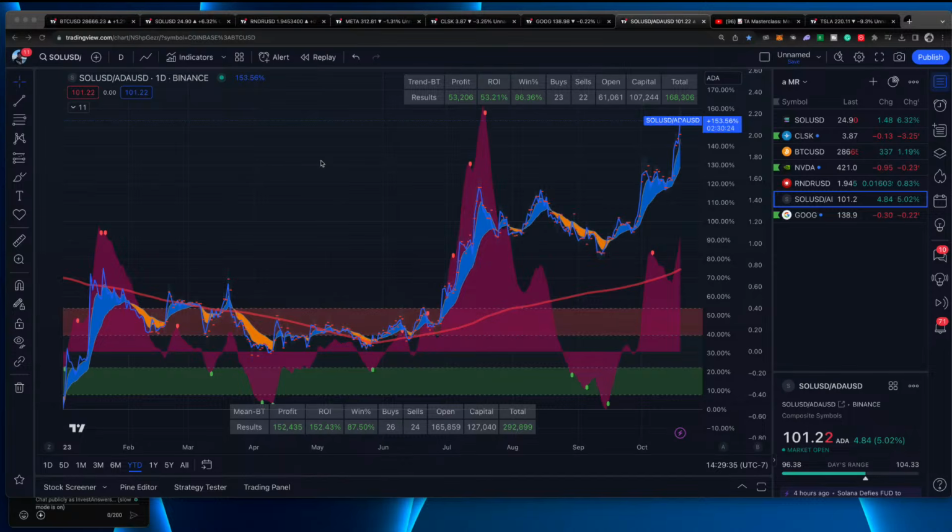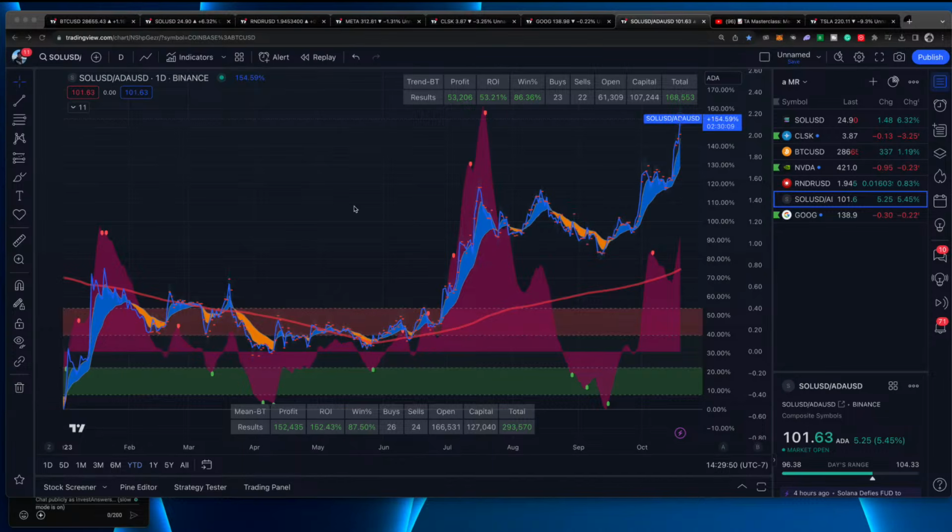Next question is from Daniel. What makes the red and green boxes move up and down on the mean reversion chart? This is when you dial in the standard deviation. So let's do that again and make sure nobody missed it.